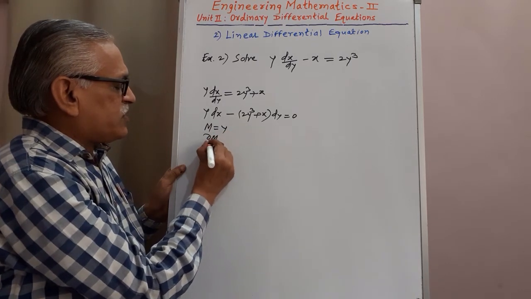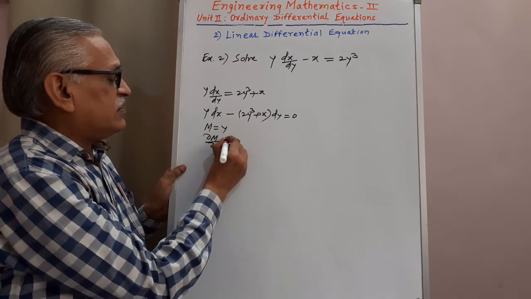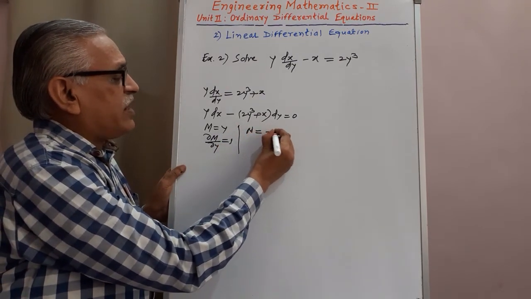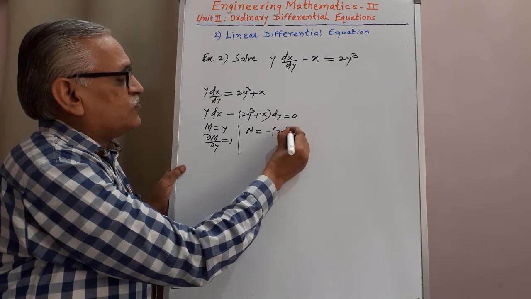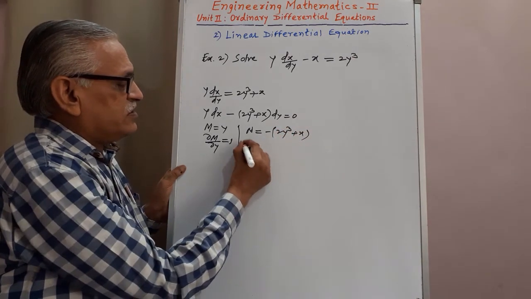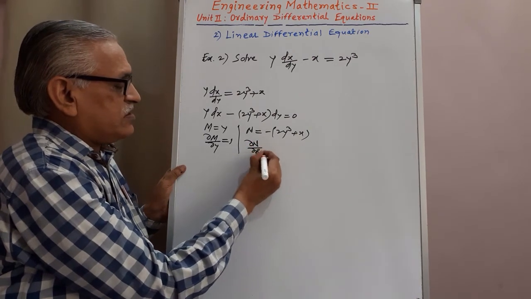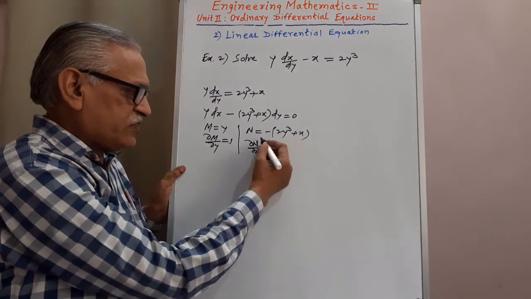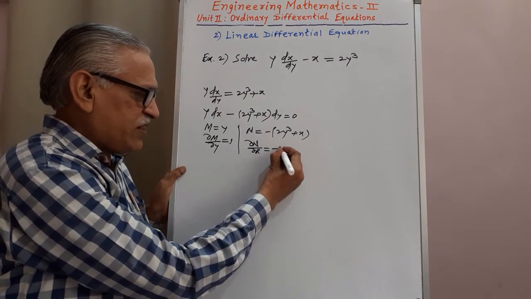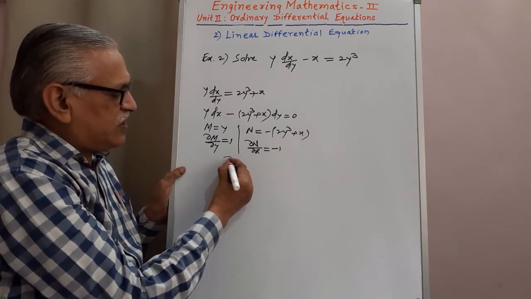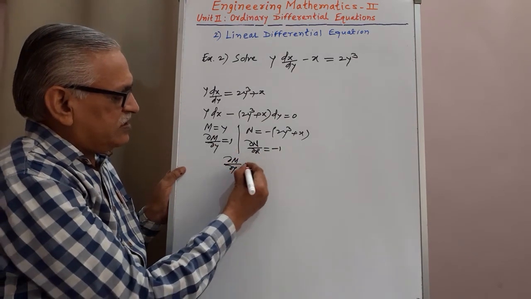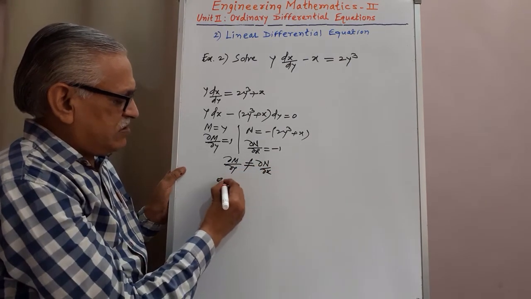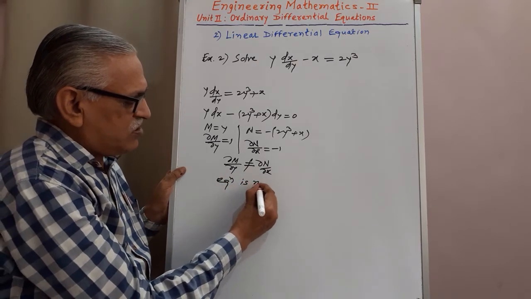Its derivative with respect to y is 1. We get the value of N as minus (2y cube plus x). Differentiating with respect to x, y is constant so its derivative is 0. The derivative of x with respect to x is 1, but with the minus sign, therefore minus 1. As these two values are not equal, dou M by dou y is not equal to dou N by dou x. The equation is not exact.